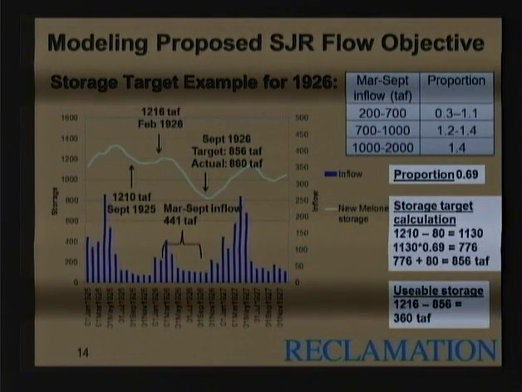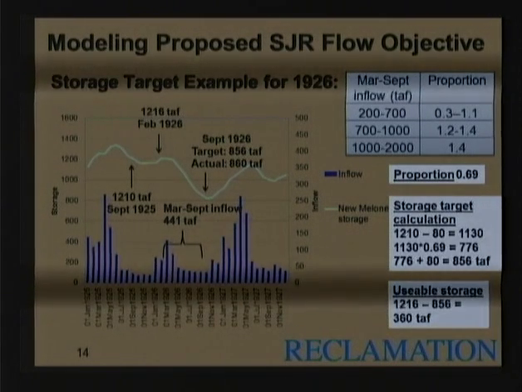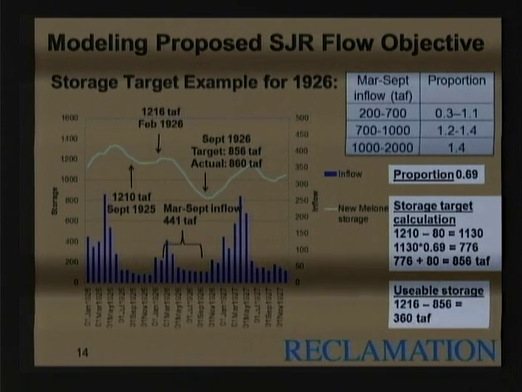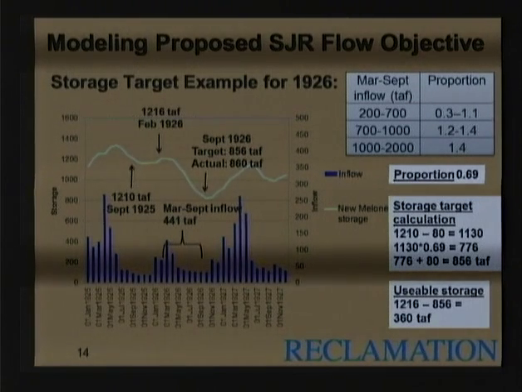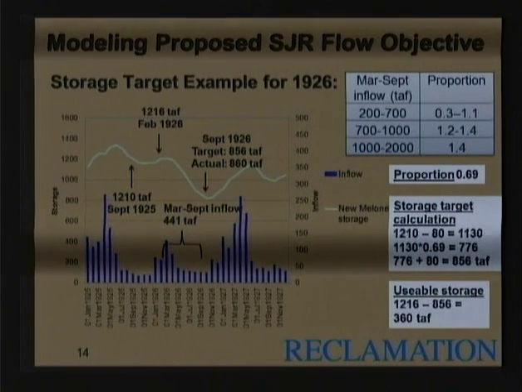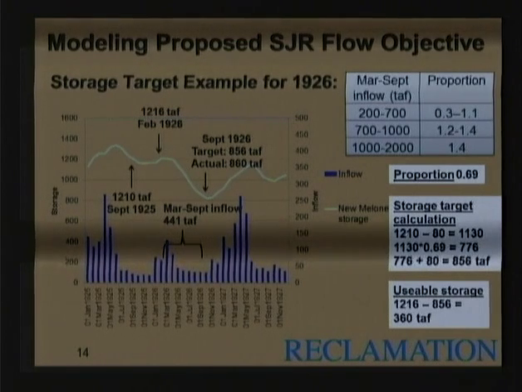And then the target was 856. The model actually got to 860. That's pretty good. It doesn't always do that well. There's certainly uncertainty in the releases that are necessary, so it doesn't always hit those targets quite so well.